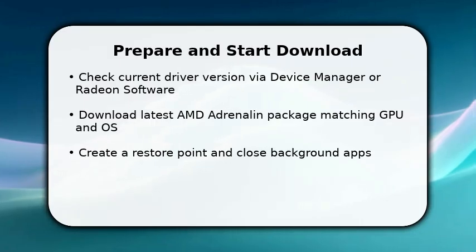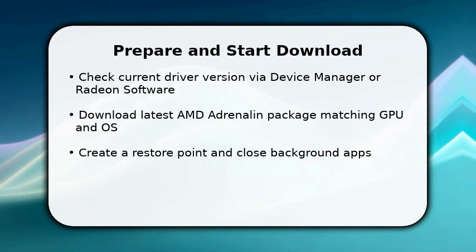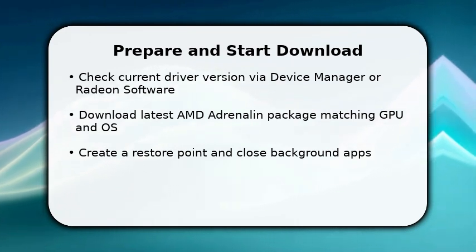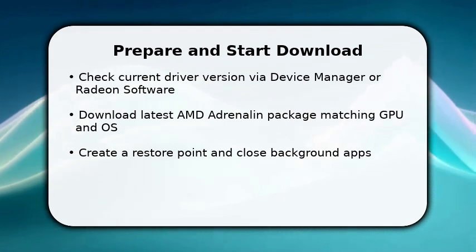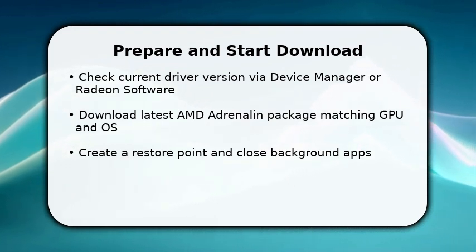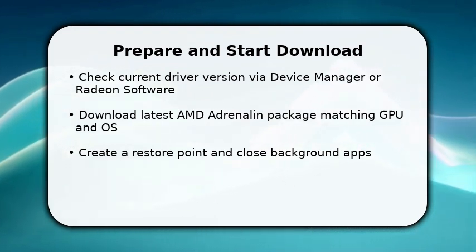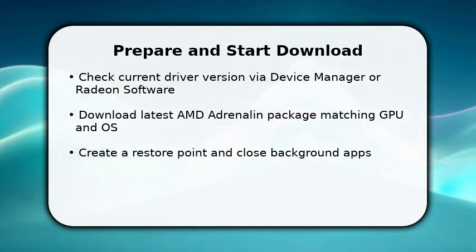You begin by confirming what you have. Open Device Manager or Radeon software to note the current driver version and GPU model. Once done, download the matching AMD Adrenalin installer for your operating system. Do not install a mismatched package. Make sure to create a Windows restore point and close heavy background apps to avoid interruptions. These steps reduce risk and speed installation.